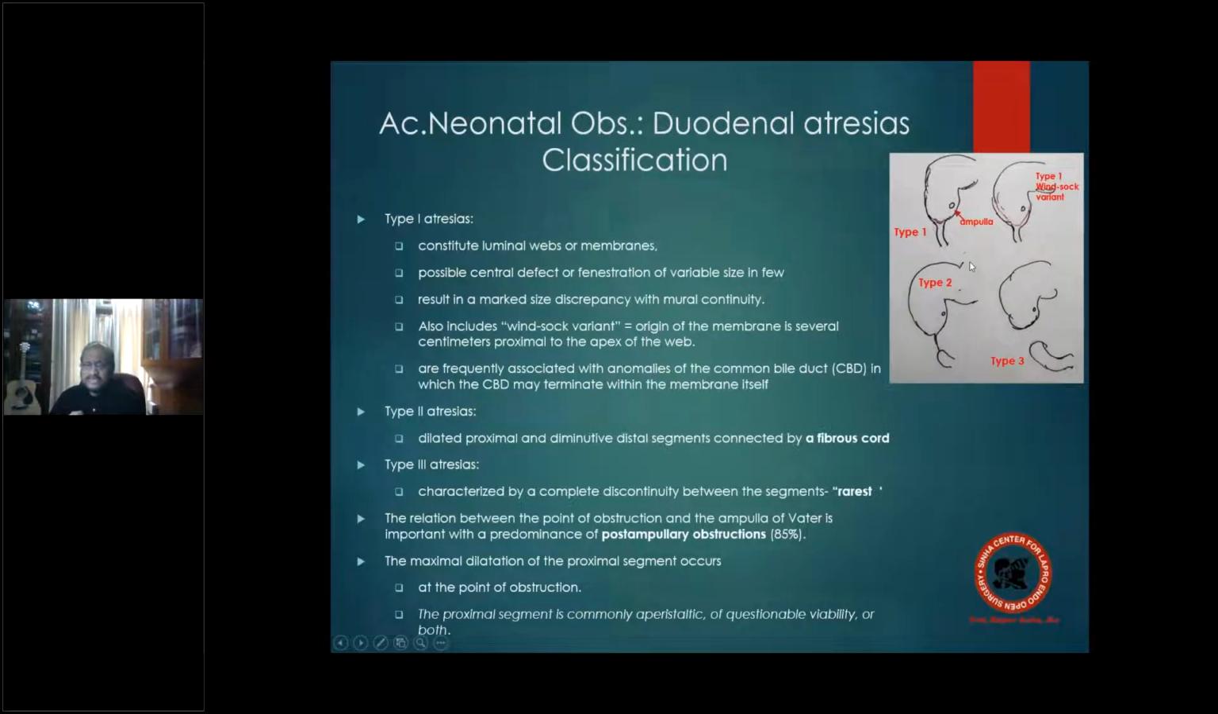right? Now, results in what? Results in a marked discrepancy with mural continuity. So the muscle is continuous, nothing wrong with the muscle. Muscle is continuous, but there is a web which is obstructing the lumen, which may be fenestrated, either solitary, multiple fenestration, but the web is there.